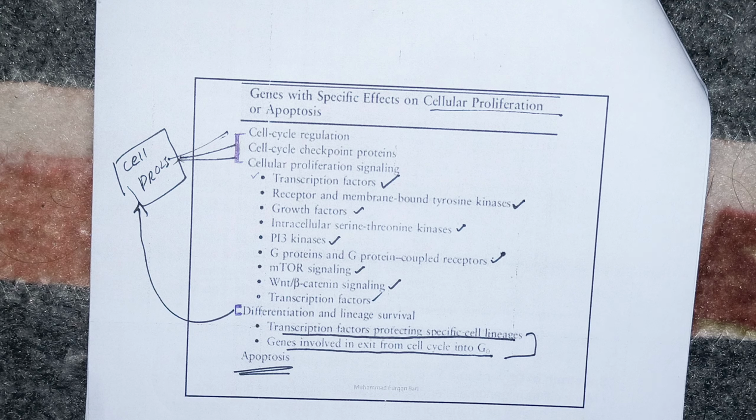So there are some genes that order the neurons to get out of the cell cycle and go and sit in the G0 phase. You are a differentiated neuronal cell, and neuronal cells do not multiply. So there must be some genes that are responsible for differentiation and the lineage survival of the cell. I hope you are clear with this, beta.